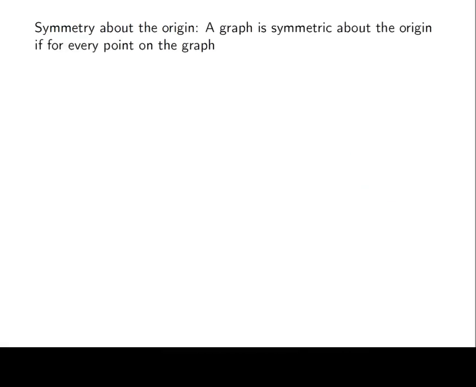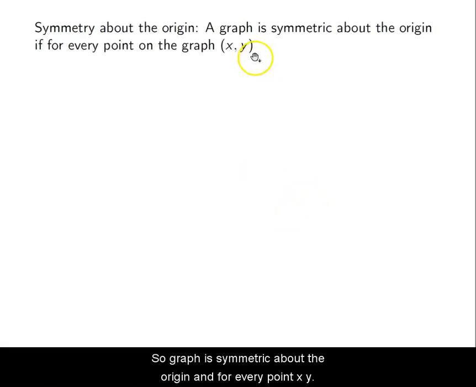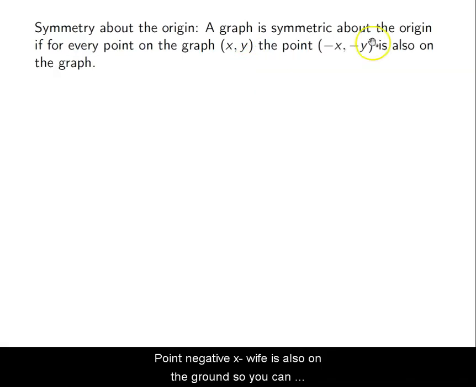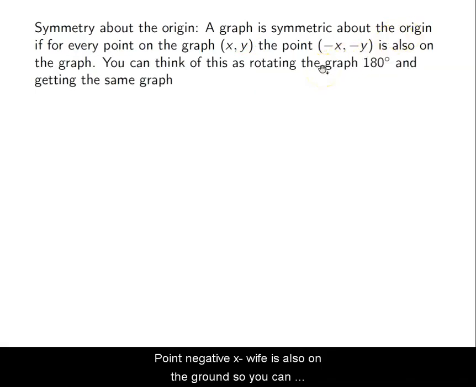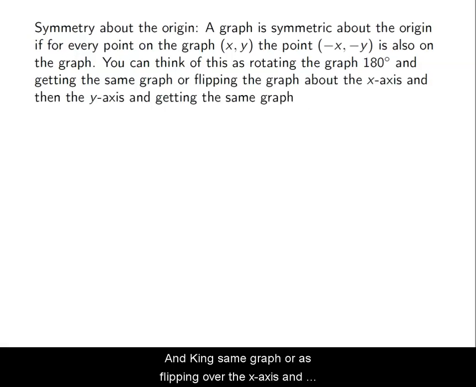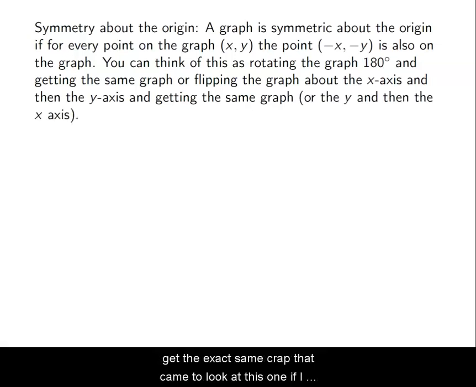The next is symmetry about the origin, or about the center. A graph is symmetric about the origin if for every point x, y, the point negative x, negative y is also on the graph. You can think about this as rotating your graph 180 degrees and getting the same graph, or as flipping over the x-axis and then flipping over the y-axis, or over the y-axis and then the x-axis. It doesn't matter, but basically flipping it about both axes and you'll get the exact same graph back.